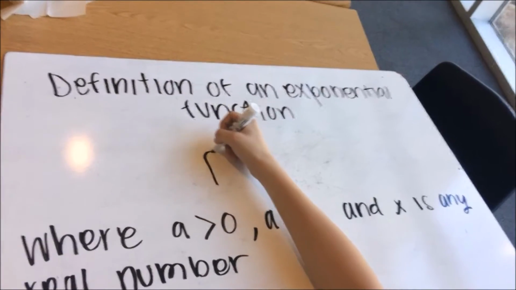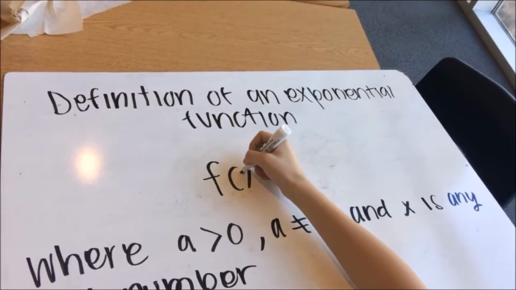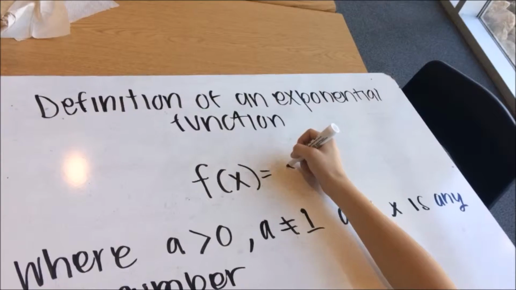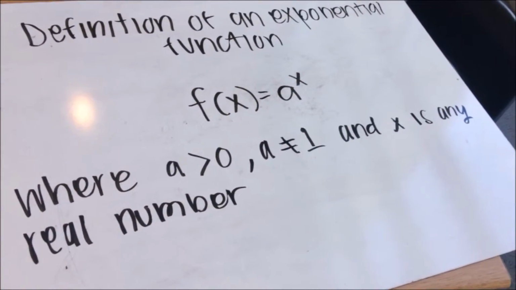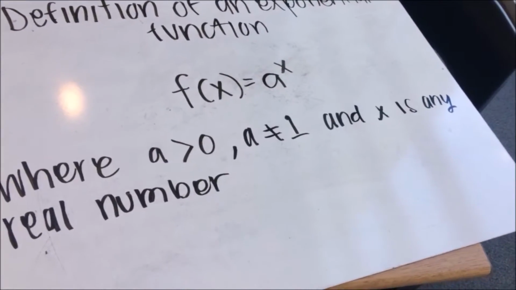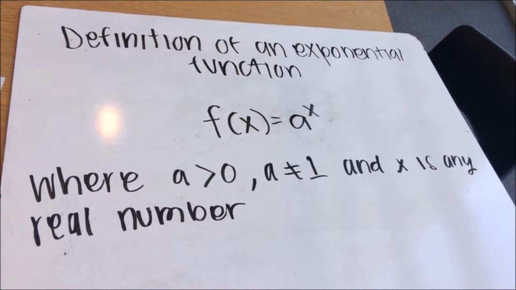Okay. Definition of an exponential function is f of x equals a to the x, where a has to be greater than 0 and a cannot equal 1, and x is any real number.